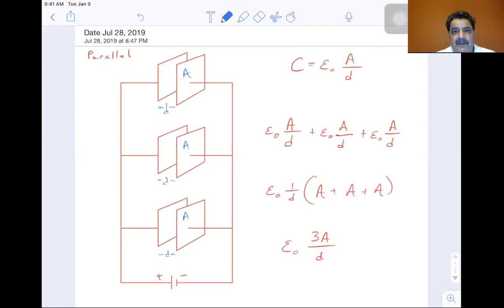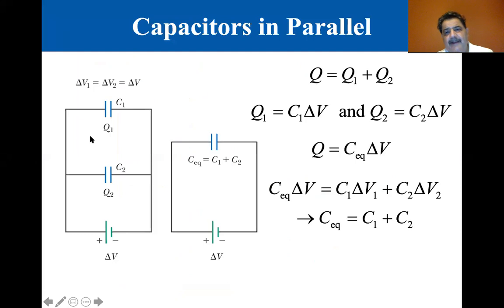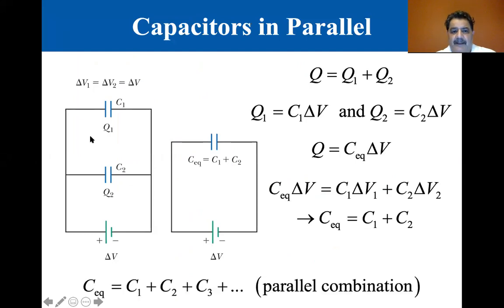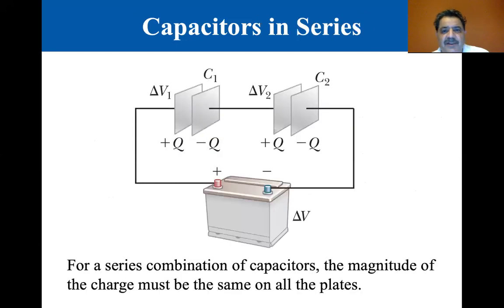Okay, let's go back to the PowerPoint. So the C equivalent for a parallel set of capacitors is just C1 plus C2 plus C3. That's a parallel combination. Now let's look at capacitors in series.